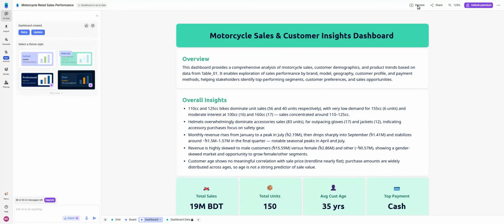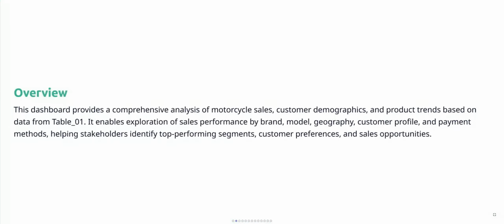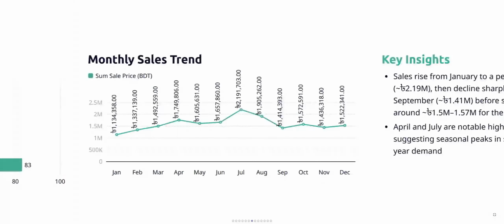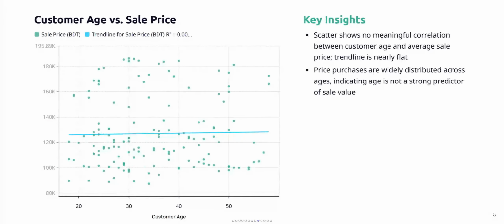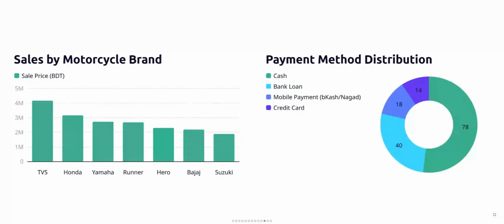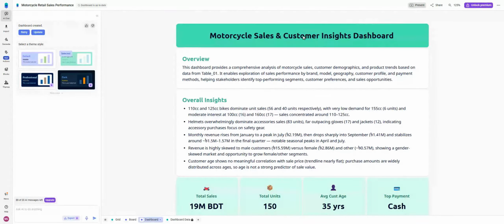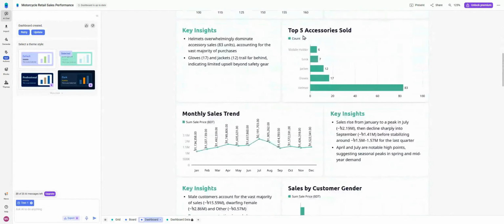Now let's switch to presentation mode for stakeholder meetings. This full-screen view is perfect for boardroom presentations, highlighting key metrics like monthly sales trends, top accessories, customer demographics, and geographic performance. Every chart is interactive and professionally formatted.